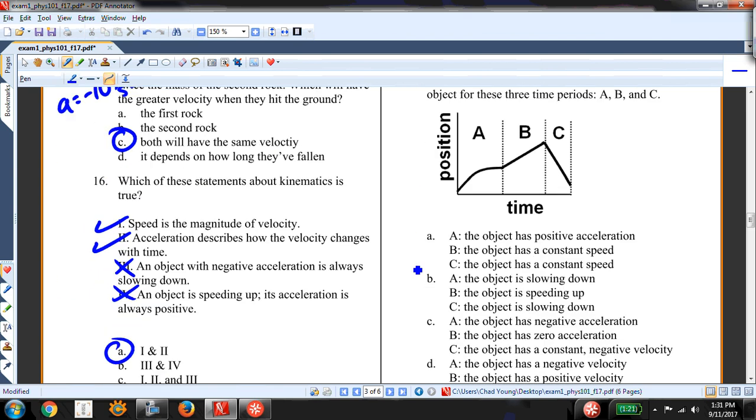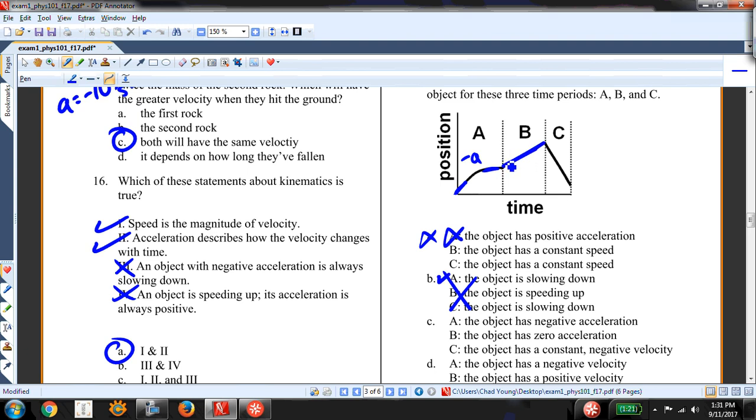Describe the motion of time periods A, B, and C. Oh, goodness. Okay, so A, the object has positive acceleration. Well, it's positive velocity and slowing down. So no, it would have negative acceleration in A, so that's not right. We'll just get rid of that one. A, the object is slowing down. That's right. The object is speeding up in B. That's not true. It has constant speed because we have a constant slope there.